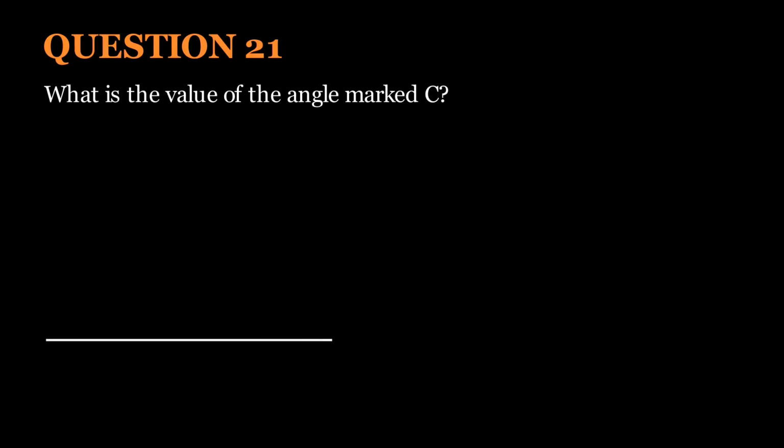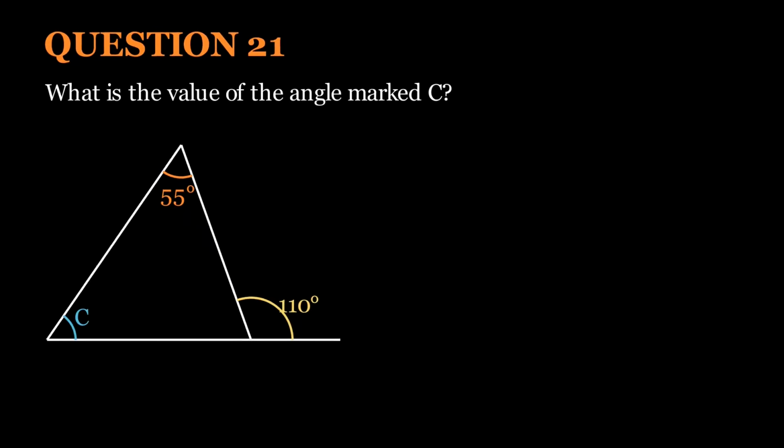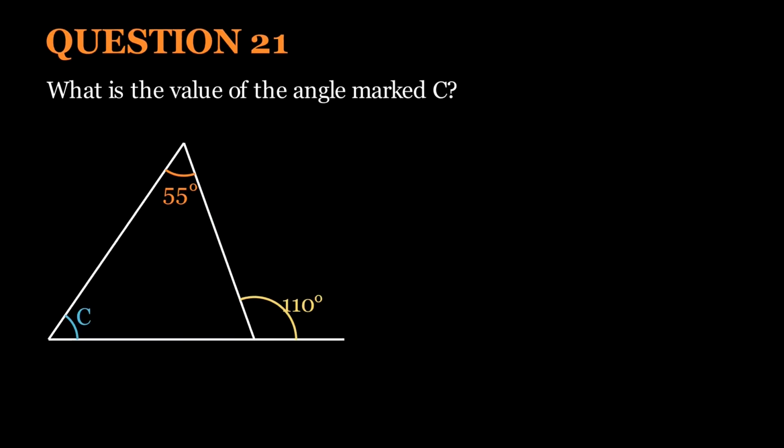In this video, we will solve two PNG Grade 8 Mathematics National Exam questions of the 2013 paper. Let us begin. What is the value of the angle marked C? Look at this triangle. We have a top angle of 55 degrees, and on the right side, an exterior angle of 110 degrees. Our job is to find angle C on the left.